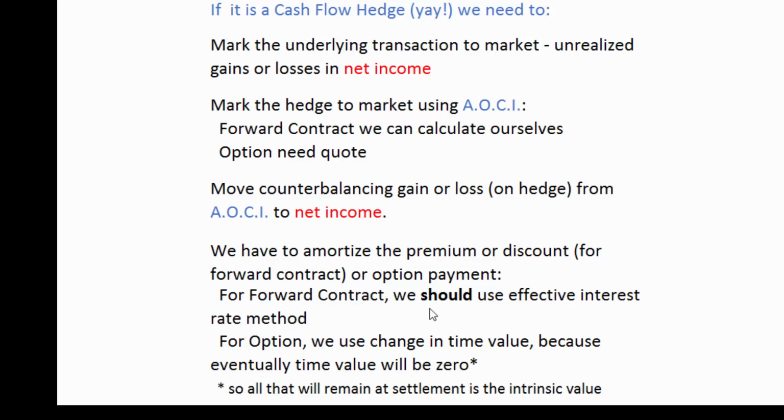Now let's talk about using an option. And what we're going to do there is everything's pretty similar, except that when we're using a cash flow hedge, we'll book the change in time value, because eventually the time value of that option will be 0.